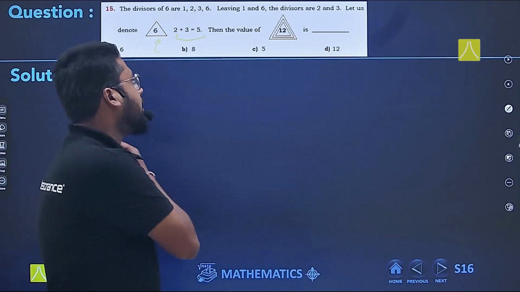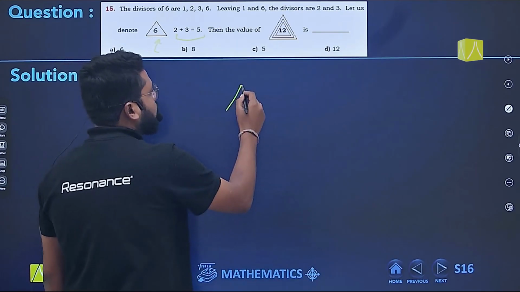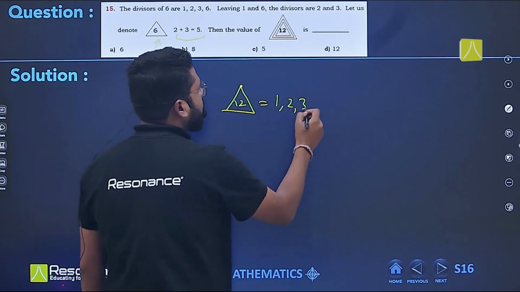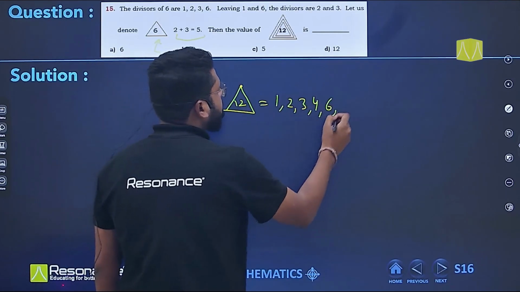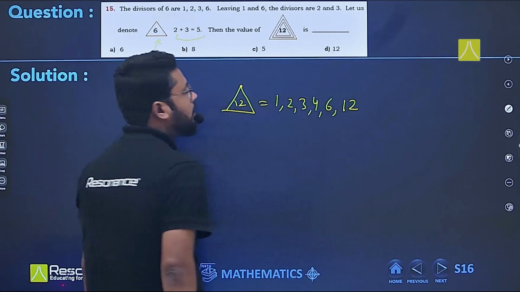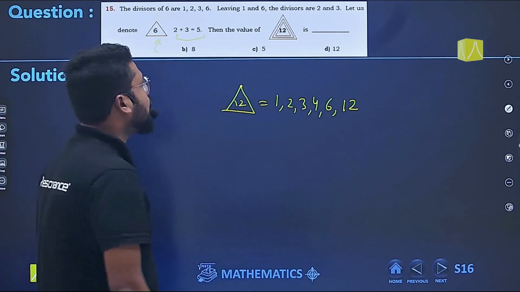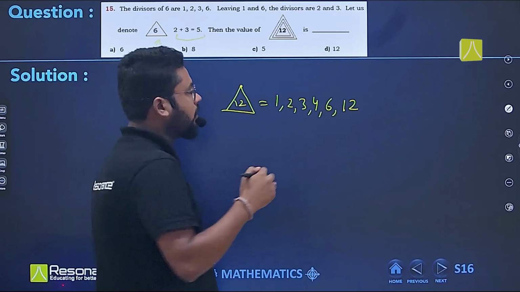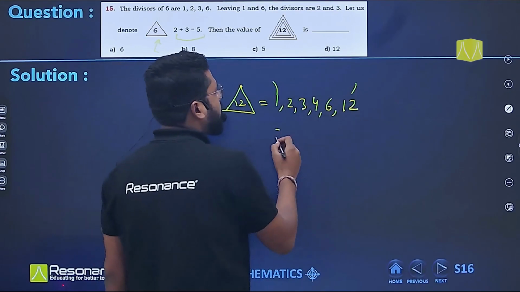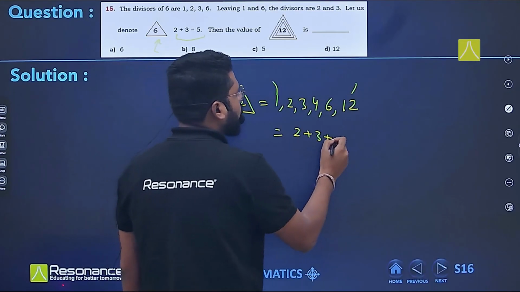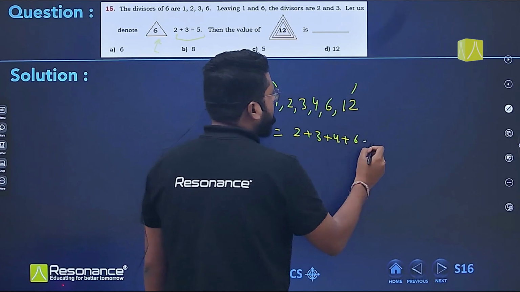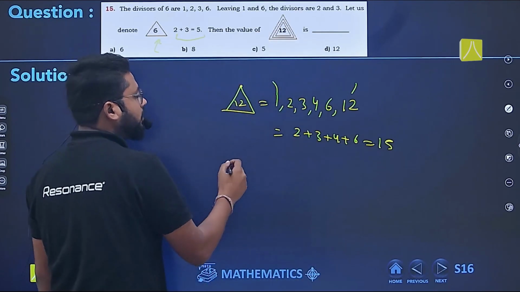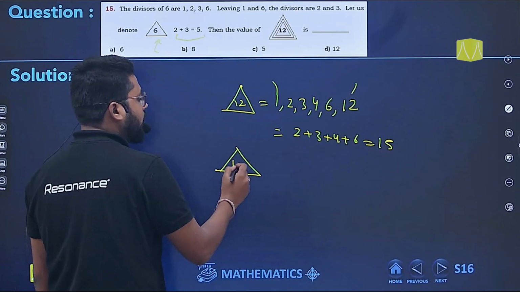Okay. First we'll take 12, the innermost triangle. Its factors are 1, 2, 3, 4, 6 and 12 itself. So we have to drop 1 and the number itself, 12. We'll be left with 2 plus 3 plus 4 plus 6. After adding we'll get 15. Okay. These are 3 triangles. First we have decoded. Now in the second triangle we are getting 15.